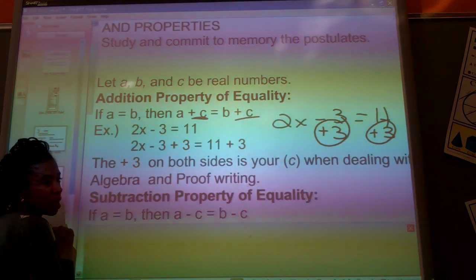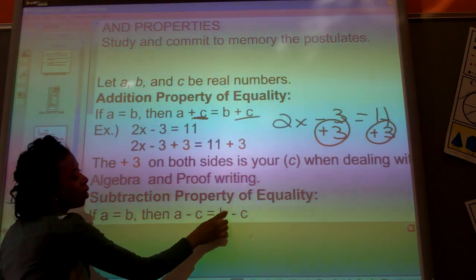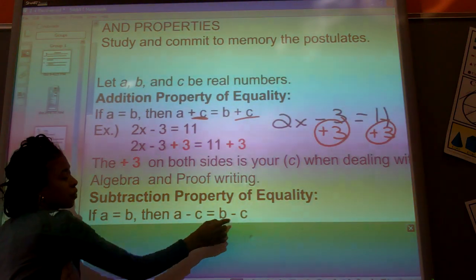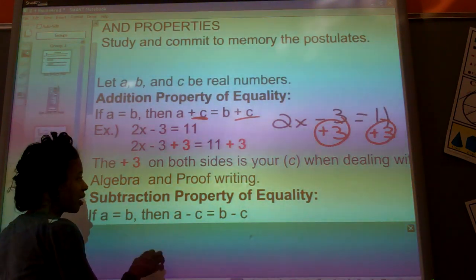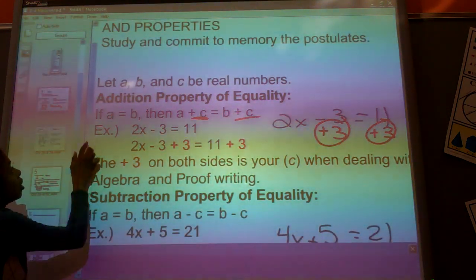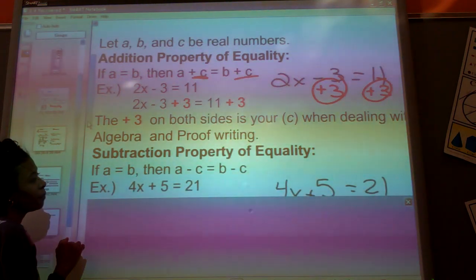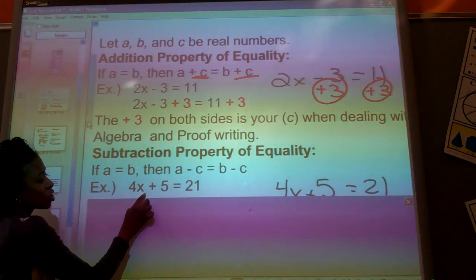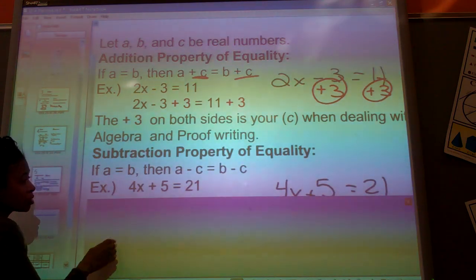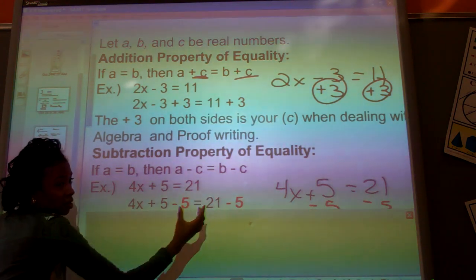Then, notice the if-then statements, the conditional statements. If A minus C is equal to B minus C, what I do to one side of the equation, I do to the other. So if I subtract C from the left side, I subtract C from the right side. This is the subtraction property of equality. For example, 4x plus 5 is equal to 21. I'm going to balance and solve for x. I'm going to subtract 5 on both sides of the equation to keep the left side equal or balanced to the right side.